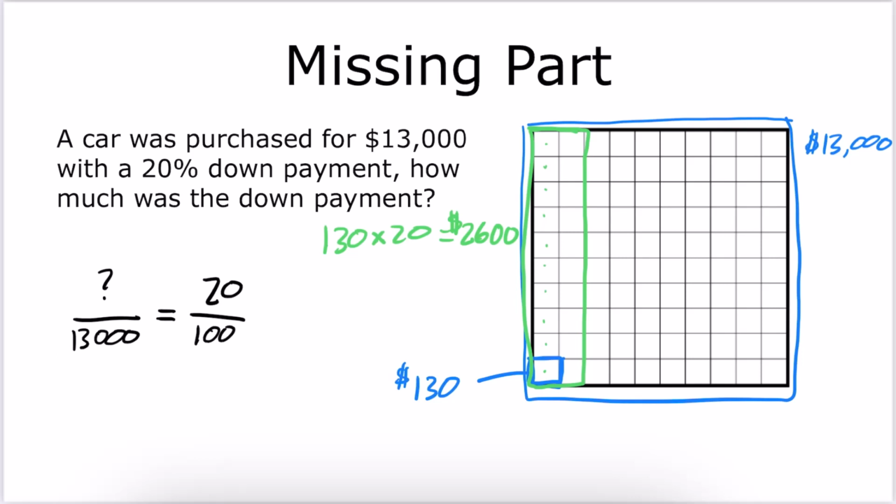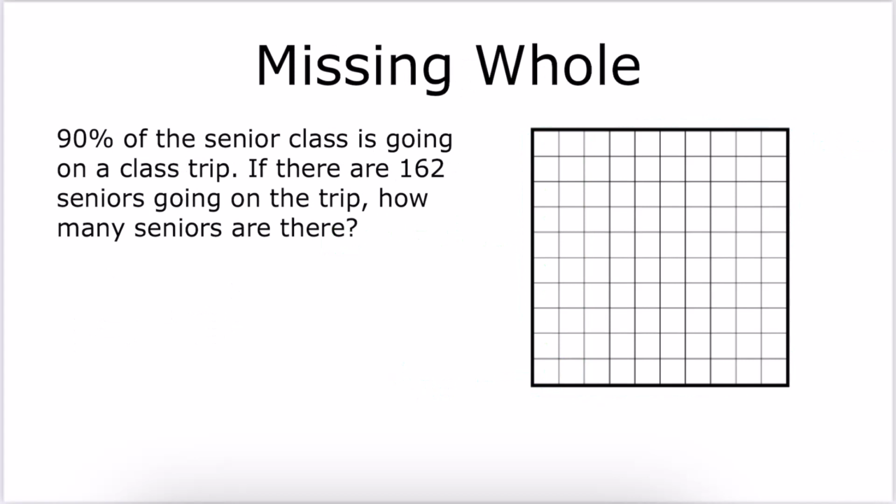So that's how you would solve a missing part problem with a 100 grid. If you're missing the whole, you would solve it slightly differently. So in this case, we have 90% of the senior class is going on a class trip. And if there are 162 seniors going on the trip, how many seniors are there?